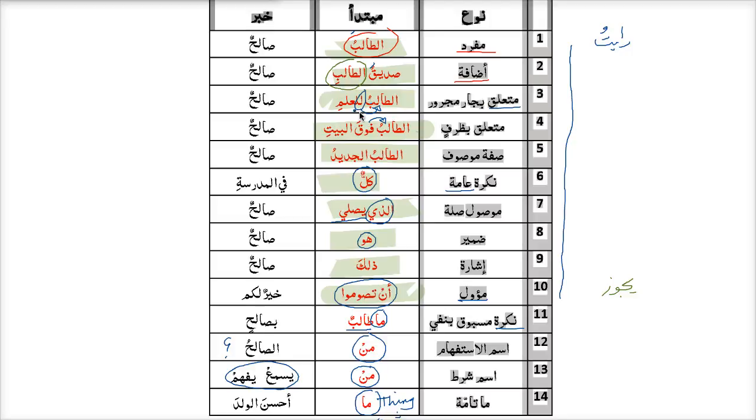رأيت الطالب للعلم, رأيت الطالب فوق البيت, رأيت الطالب الجديد, رأيت كلا, رأيت الذي يصلي, I saw the one who was praying. رأيت, I saw, and instead of this you would say رأيته, just add a "who" to the end. رأيته, and رأيت ذلك, I saw that. And رأيت أن تصوموا, obviously رأيت wouldn't fit with this kind of sentence. You would say something like أحب, I like that you fast. أحب أن تصوموا.